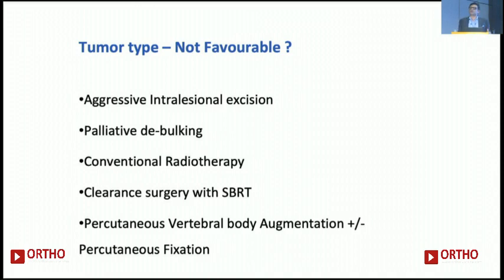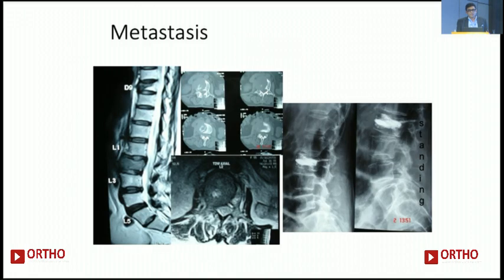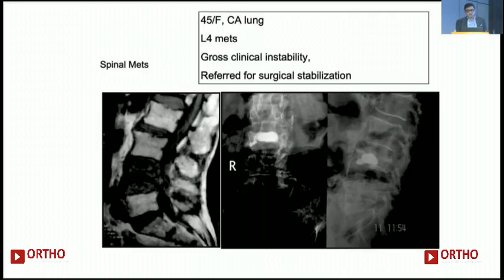And then you have got so many other alternatives that we have over here, like aggressive intralesional excision, you do palliative debulking, think about conventional radiotherapy, think about newer modalities of radiation treatment like clearance surgery followed by SBRT. Think about vertebroplasty, percutaneous fixation. So basically the idea is that you want to make the remaining part of the patient's life as comfortable and as functional as possible. Like this patient with metastatic spine tumor did not have a good life expectancy, just did a vertebroplasty and had comfortable few months of their life.